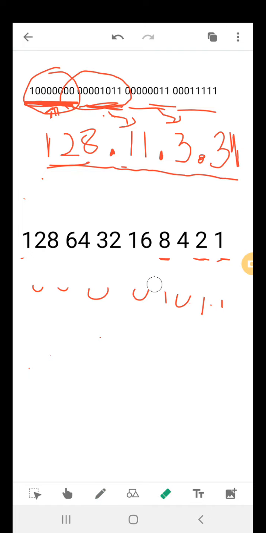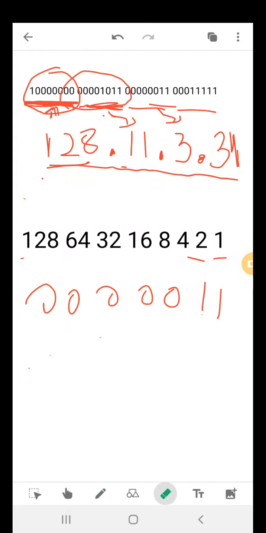Similarly, let us see what will be the binary notation of decimal 3. So how to get 3? Okay, you just need to see this number and try to figure out. If we add 2 plus 1, then we will be getting 3. So in the corresponding positions of 2 and 1, you just give 1, 1, and remaining will be 0.